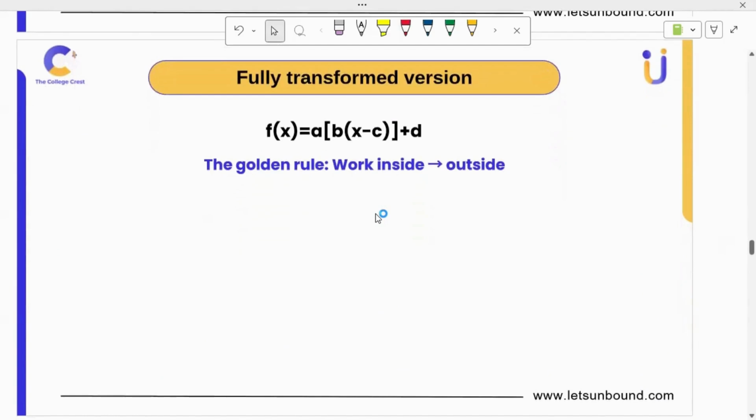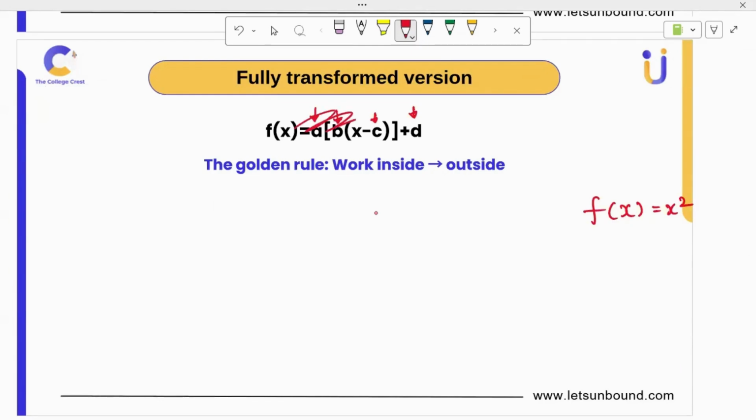Now, the fully transformed algebraic version of a function. The original function is something like x squared. If you apply all transformations, A will represent vertical stretch, or if it's negative, a reflection also. D will represent vertical shift. B will represent horizontal stretch or compression. C will represent horizontal shift.